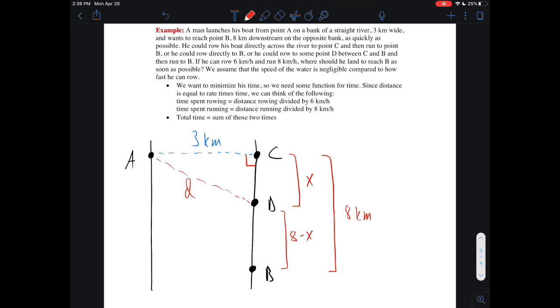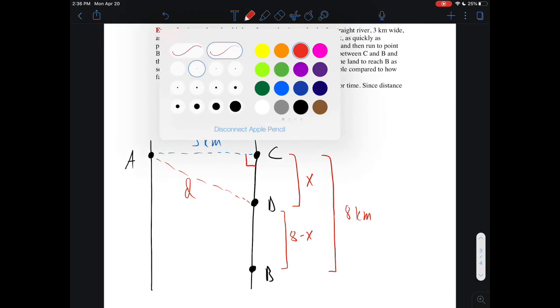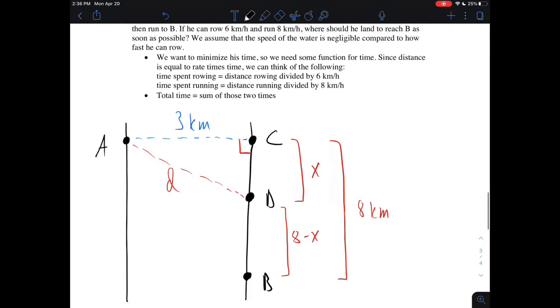Okay, now that I've got those things labeled, let's take a look at these bullet points that I wrote down here. We want to minimize his time. So we need to think of some function for time. Since distance is equal to rate times time, you might remember that from algebra, d equals r times t, we can think of the following. The time spent rowing would be just whatever that distance is for rowing divided by the rate of speed for rowing. So time spent rowing is distance rowing divided by 6 kilometers per hour.